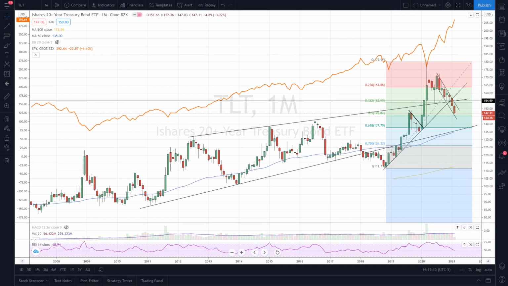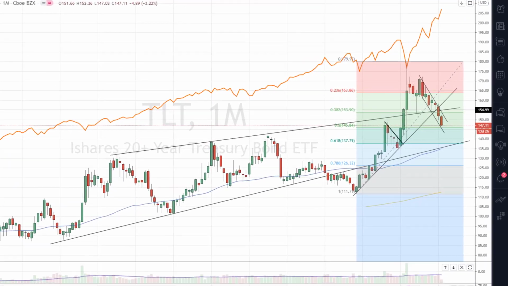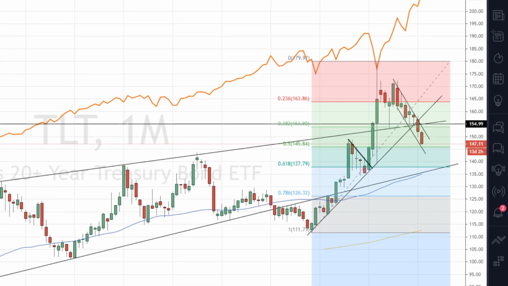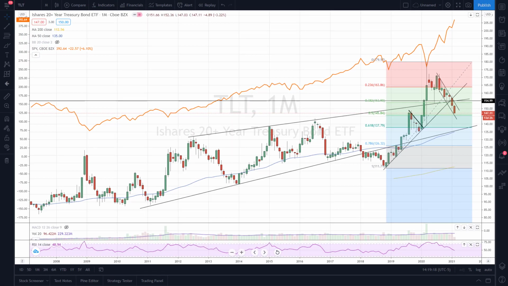Looking at Fibonacci retracements in the monthly view, we should be approaching the 50% Fib retracement support at around 145. If that fails, then the next likely stop is the 61.8% retracement at around $138. Now, let's take a look at past corrections and see if there are any similarities.